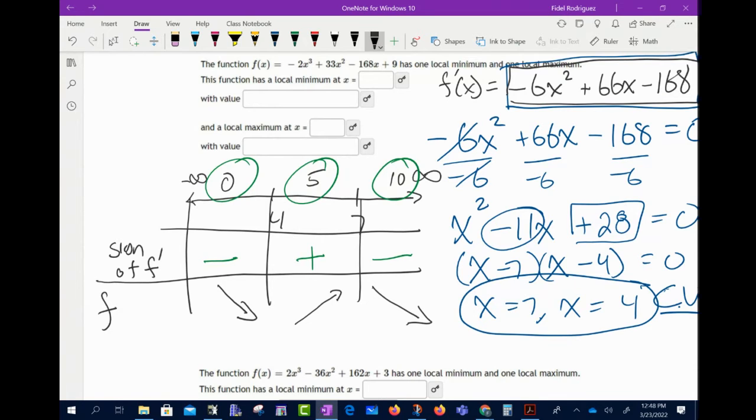The first step was, hey, let's find the derivative function. Let's set it equal to 0 so we can find our critical values. Okay? Then we draw a big old number line right here, and we put those two critical values on our number line. In this case, it was 4 and 7. Then we pick test numbers in those intervals: anything smaller than 4, any number between 4 and 7, any number bigger than 7.